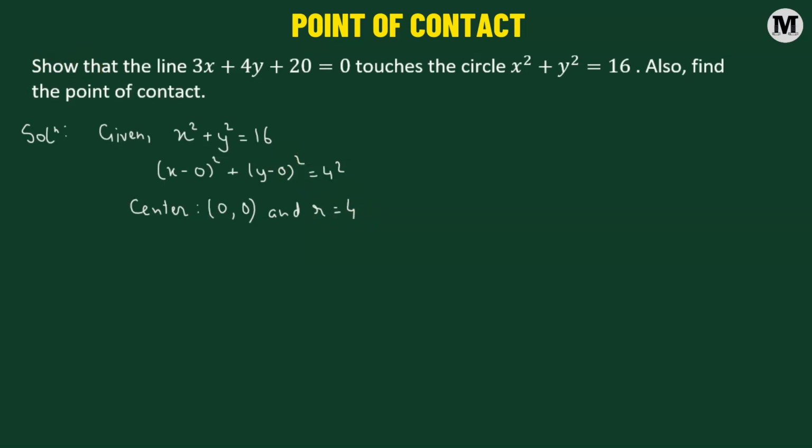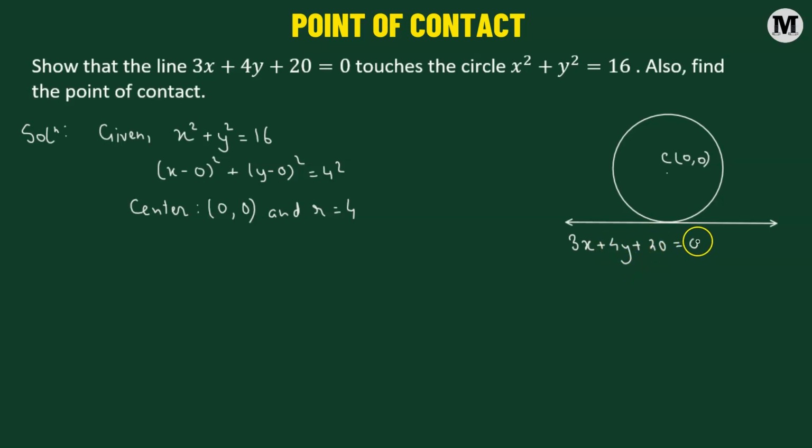Now, in order to show that the line touches the circle, let's sketch the circle and the line. So here we have the line whose equation is 3x plus 4y plus 20 equals 0. Let's say this is touching the circle at point A. Our goal will be to show that the line is indeed a tangent to the circle. Now what we'll do, we'll try to find out the perpendicular distance of the point C from the straight line, and we're going to use the formula.